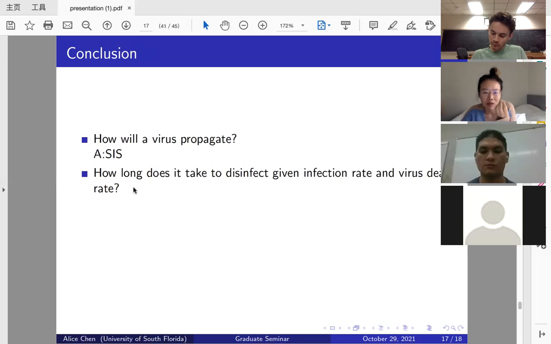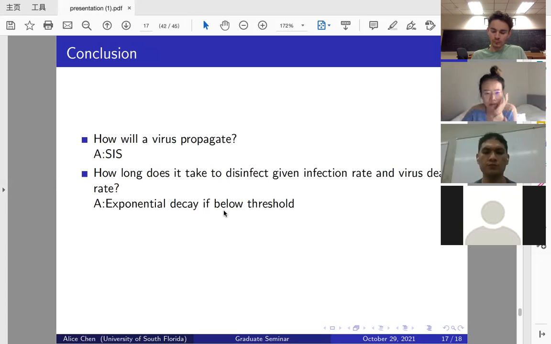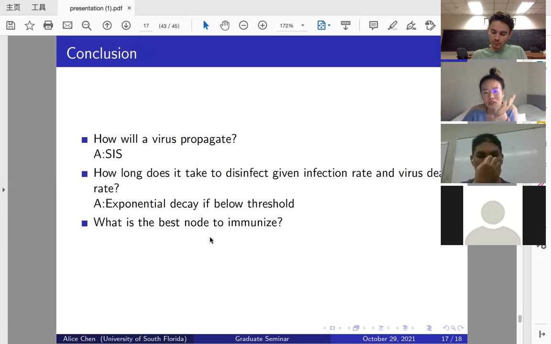The second question in the email was, how long does it take to disinfect given the infection rate and virus death rate? We can expect an exponential decay if below the threshold. You can't do much if it's above the threshold. The last one is, which is the best node to immunize if you have a limited budget? The answer is you pick the one that gives the maximal reduction in lambda 1A.